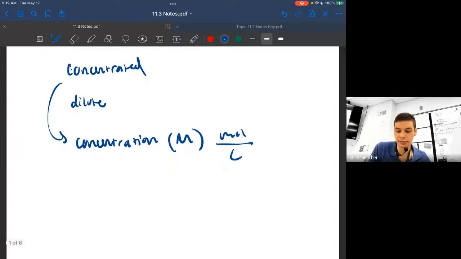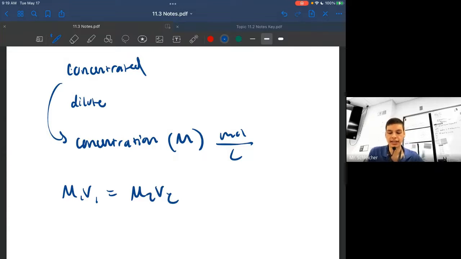Finally, we did some dilution calculations, where we said that if we were to dilute something, we can calculate the exact volume that we would need to dilute to, or the exact molarity that we would have at the end, if we just use this equation, where the initial molarity times the initial volume is equal to the final molarity times the final volume.